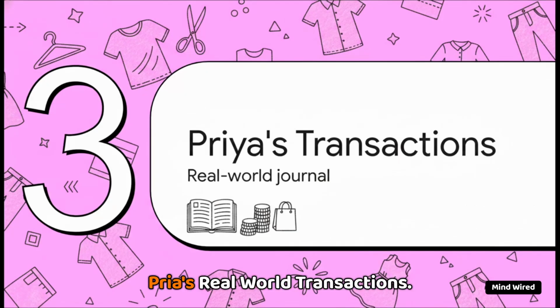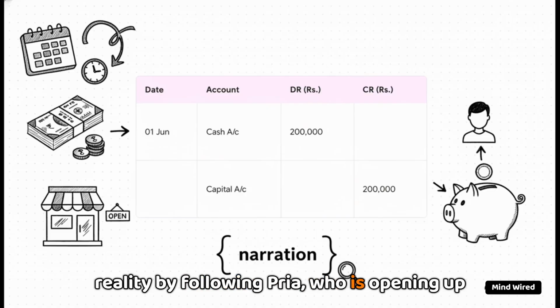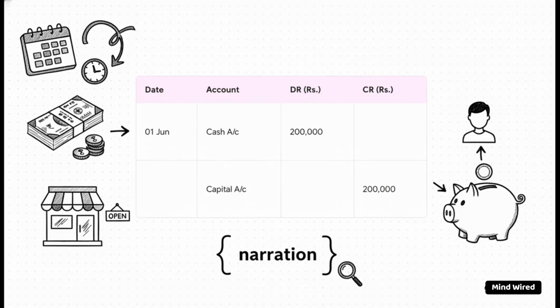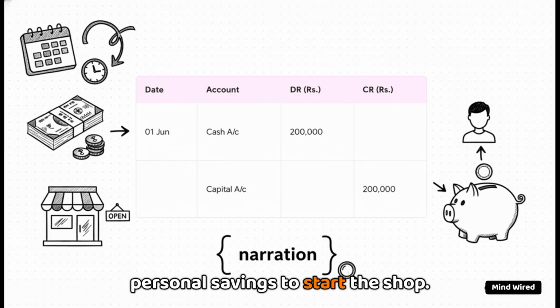Section 3, Priya's real-world transactions. Let's see this in action. We're going to pull these abstract rules into reality by following Priya, who is opening up a local clothing shop. It's day 1, June 1st, 2025. Priya takes 200,000 rupees out of her personal savings to start the shop. So let's apply our rules.